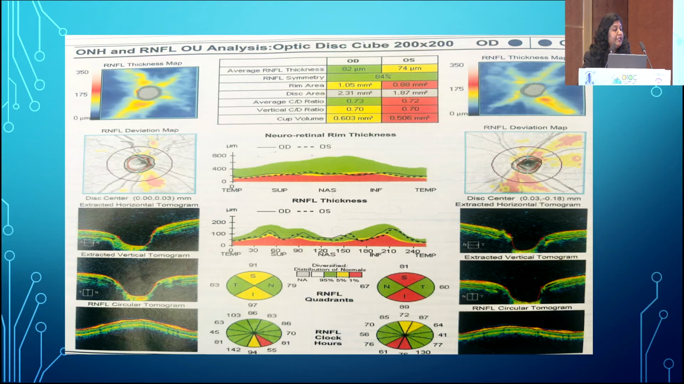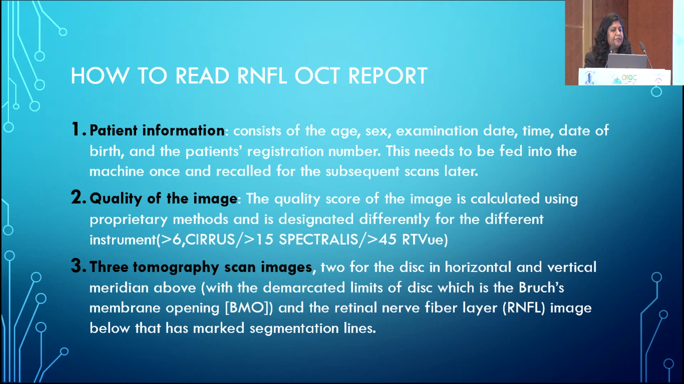What are the important things that you have to see in this? The first one is the patient information. It consists of the age, sex, examination date, time, birth, and patient's registration number. It needs to be fed into the machine once and it can be recalled for subsequent scans. So the first and foremost important thing is patient information. Then the second one is the quality of the image.